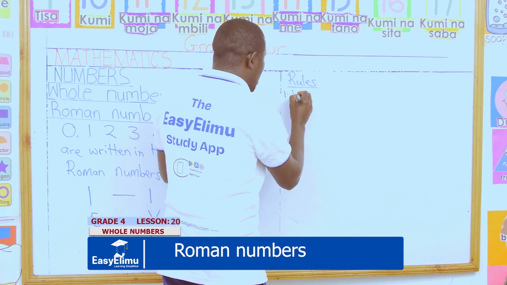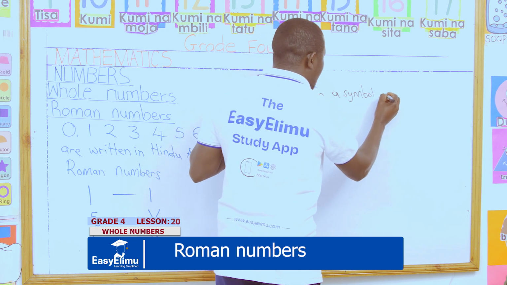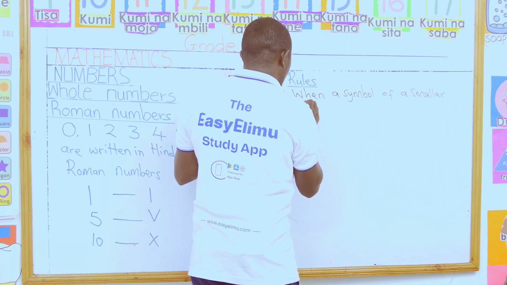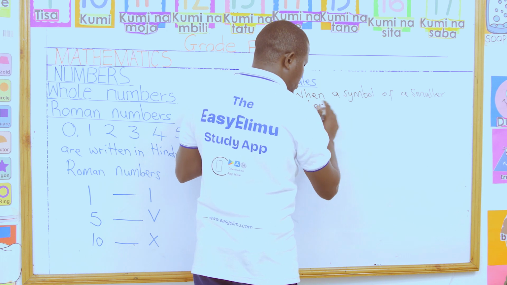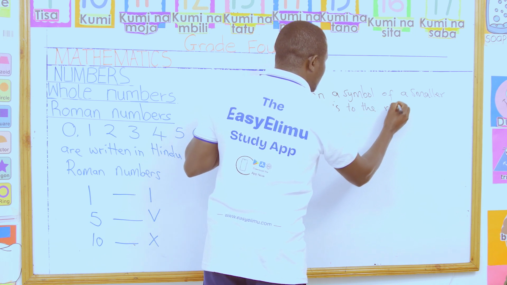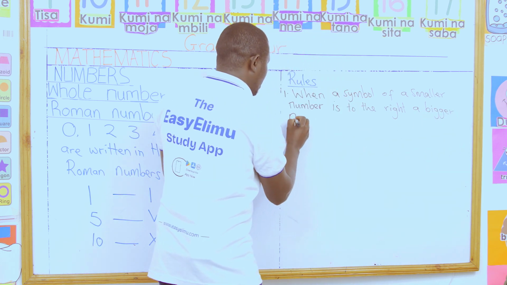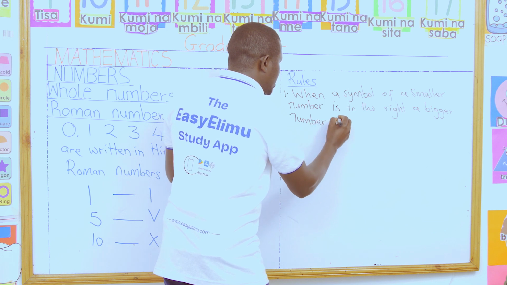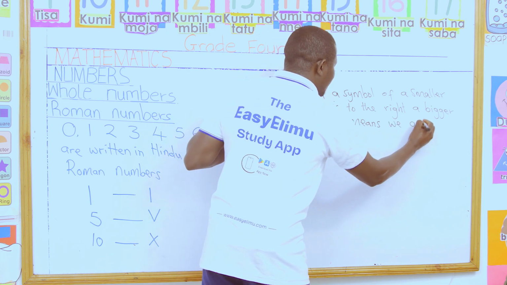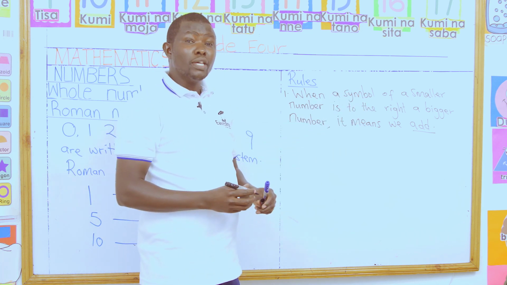Rule number 1: when a symbol of a smaller number is to the right of a bigger number, it means we add.